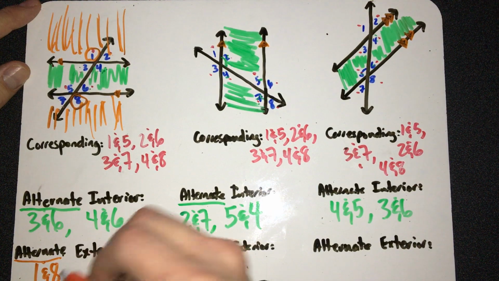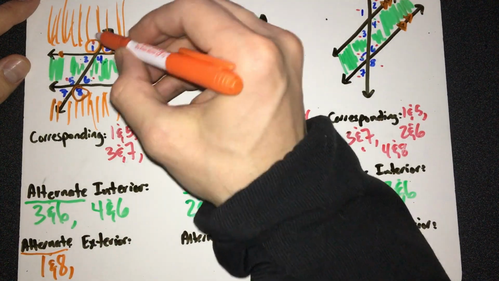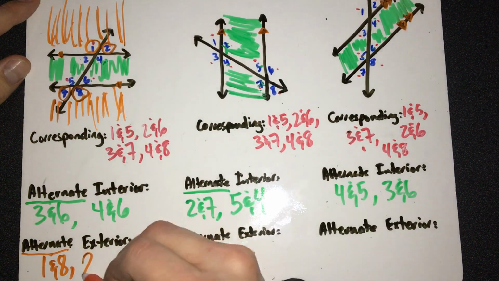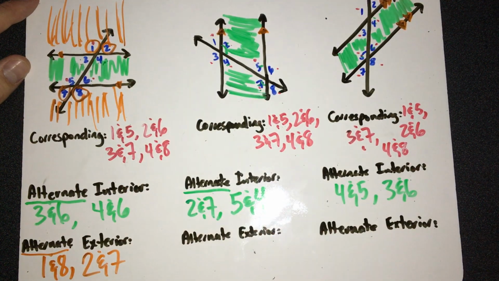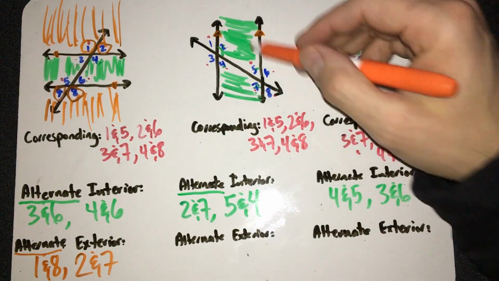If one of them was 115, the other one would be 115. And then angle 2 is on the right-hand side of the transversal, and angle 7. Those are both acute, 2 and 7, and they are both the same measurement. They are both alternate exterior angles. Okay, same thing on this one.